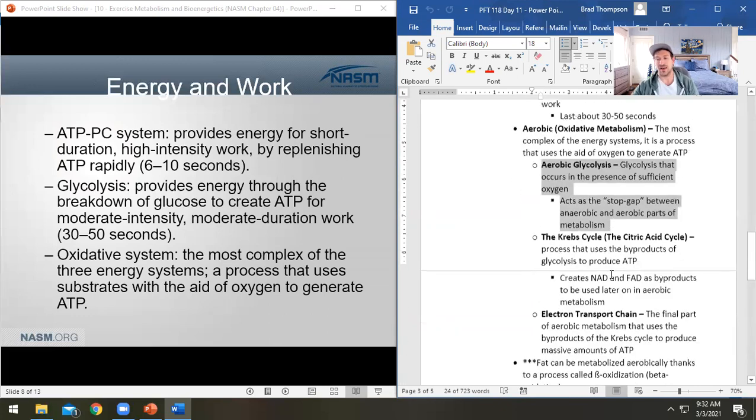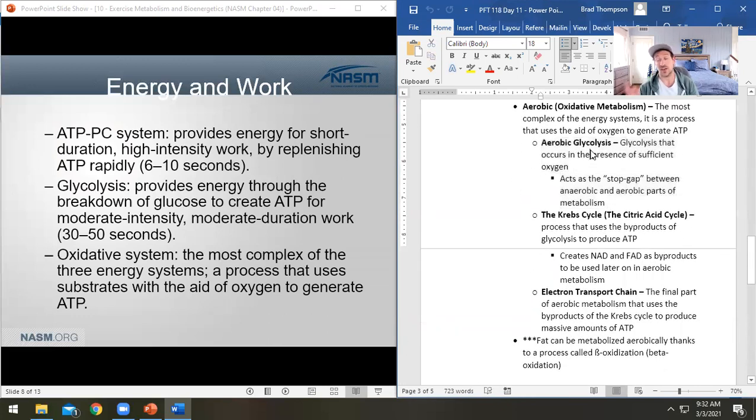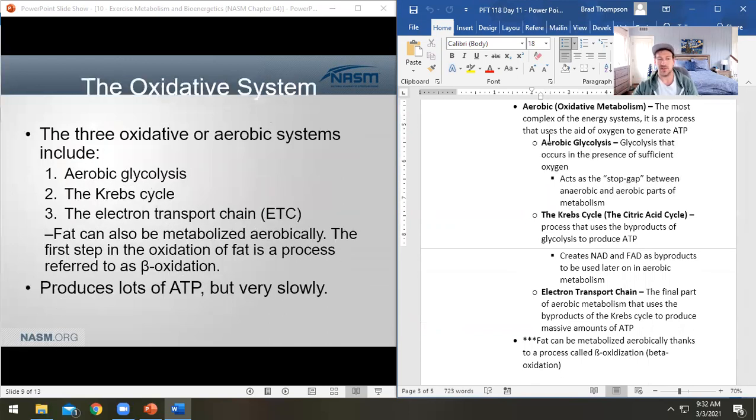So aerobic metabolism, your oxidative metabolism, this is the very complex one. This is where there are a lot of moving parts. Your oxidative metabolism is the most complex. It's using aerobic glycolysis, which is happening where there is some oxygen available, and it's happening inside of the mitochondria. This is acting as the transfer between, all right, we're anaerobic and we're aerobic, right? Let's pass it off over to the Krebs cycle. So aerobic glycolysis is a little bit different, but it's acting as the stay over here.